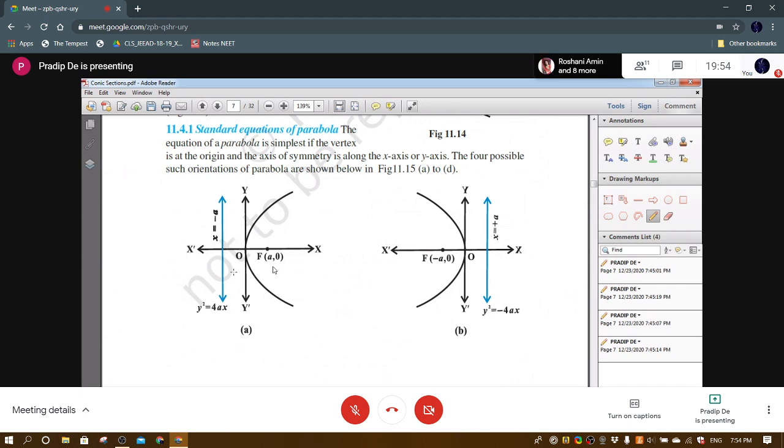And if the equation is y square equal to 4ax, I'm drawing a line. I told you that there's a line, a focal chord, which is perpendicular to the axis. So now I'm drawing that line.